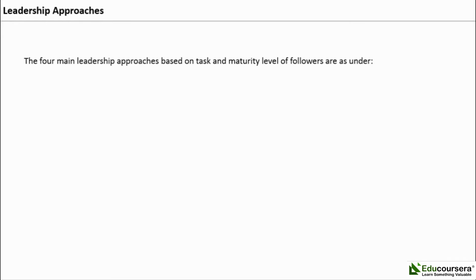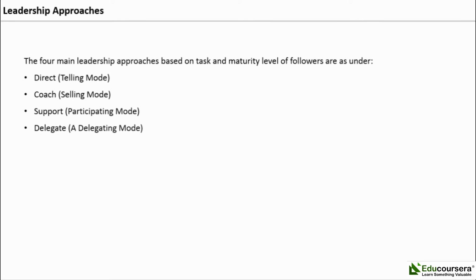There are four main leadership approaches based on task and relationship focus and the level of maturity of the follower. Direct, telling mode. Coach, selling mode. Support, participating mode. Delegate, delegating mode. Ken Blanchard in 1985 later refined the model and changed the term situational leadership theory to simply situational leadership.